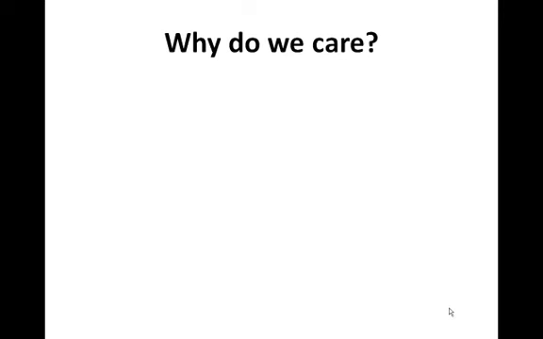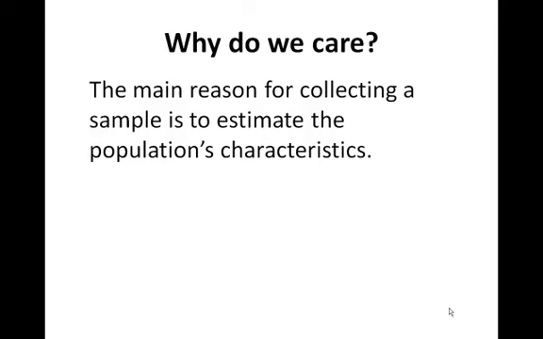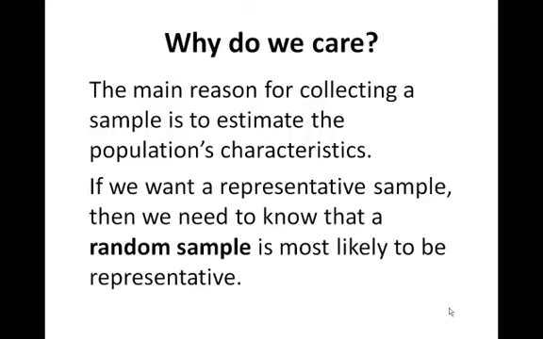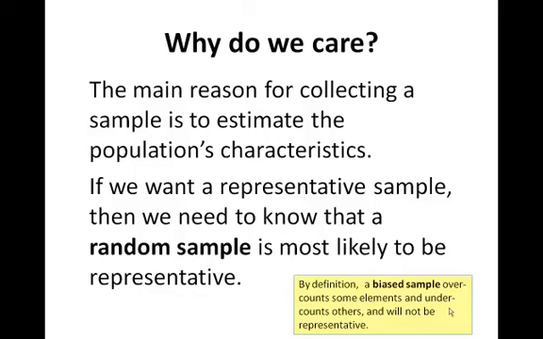The best way to collect a representative sample is to ensure that our sample is random, because this means that our sample is much more likely to produce an accurate estimate of the population feature that we're actually concerned about. So remember, by definition, a biased sample overcounts some elements and undercounts others and will not be representative. Biased is bad. Random is rad.